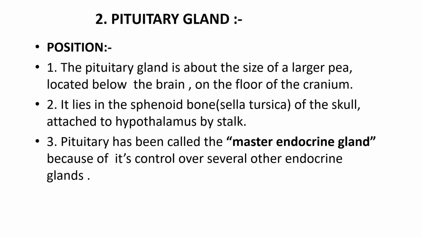Now the second gland is the pituitary gland. It is situated in the brain on the floor of the cranium, and it is the size of a pea. It lies in the sphenoid bone, sella turcica of the skull, attached to the hypothalamus by a stalk. It is called the master endocrine gland because it controls the secretion of all other endocrine glands.